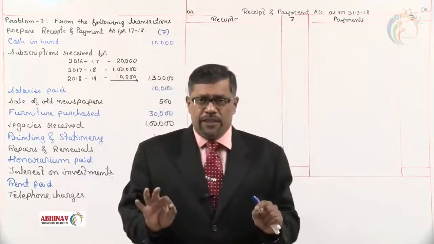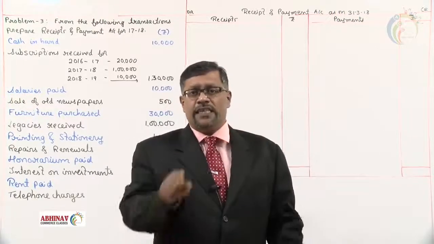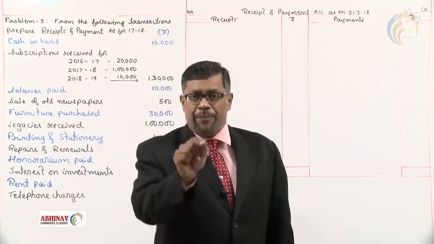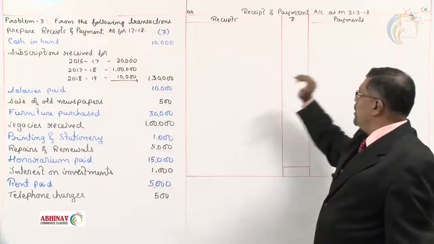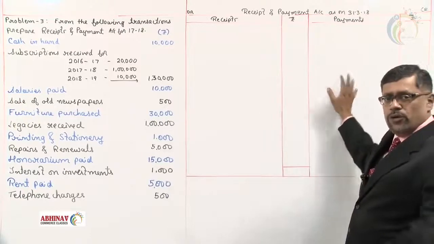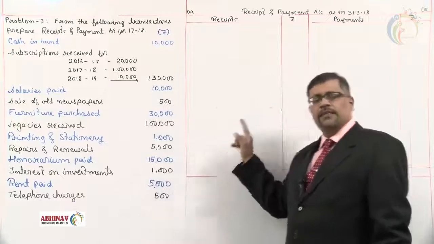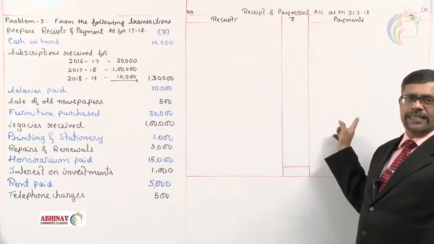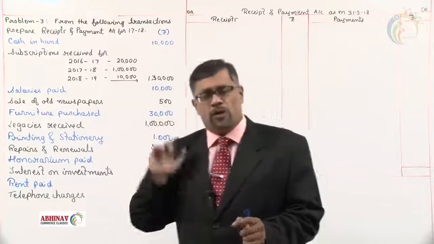If cash comes in, we debit cash. If cash goes out, we credit cash. This is the English system. I repeat once: receipts, cash comes in; payments, cash goes out. In the American accounting system, increase in cash, we debit; decrease in cash, we credit. Let us take up one full problem and see how this is to be solved.